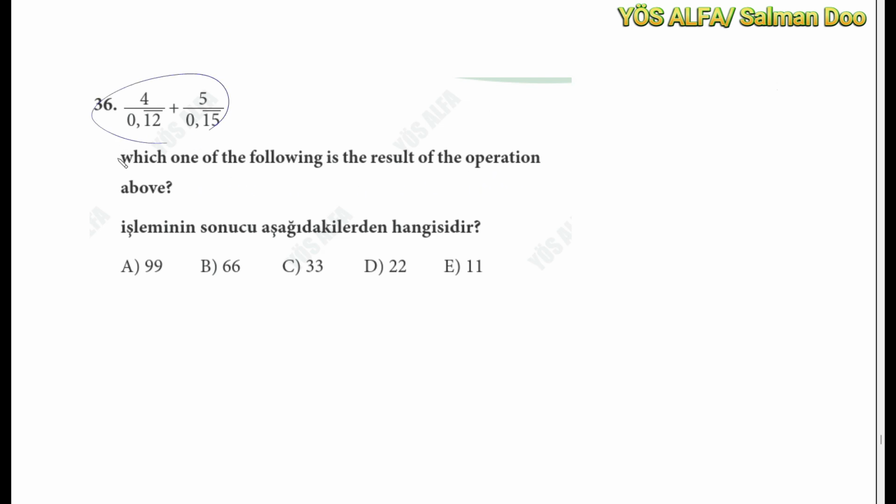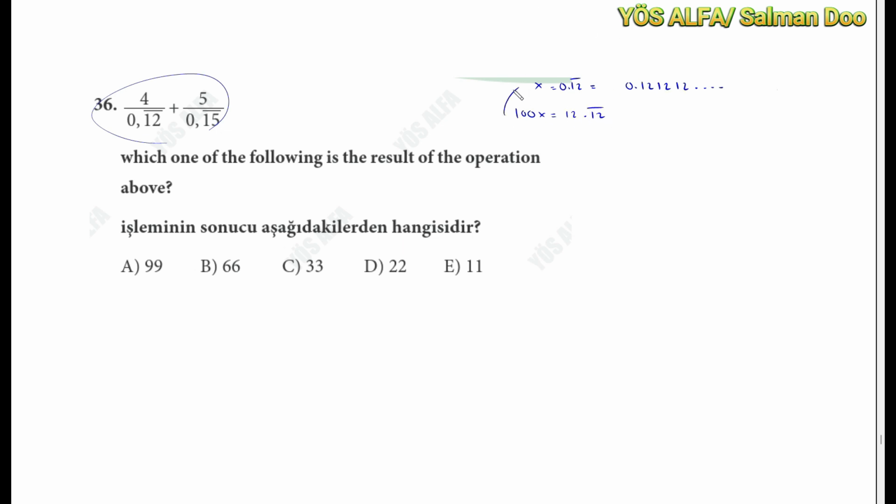Which one of the following is the result of the operation above? The operation is given here. So we have repeating decimals here. So 0.12 bar is the same as 0.12, 12, 12, and this 12 part is repeating. So how do we convert this to fraction? We can do it this way. Let's say this is x. So 100x is going to be, if we multiply this expression by 100, we have 12.12 bar.